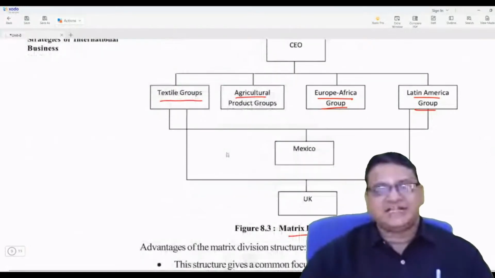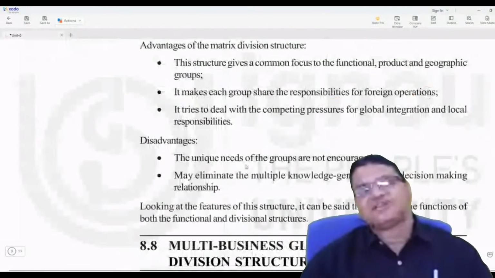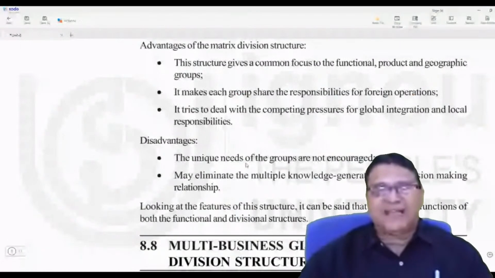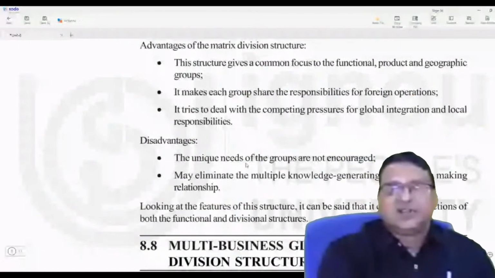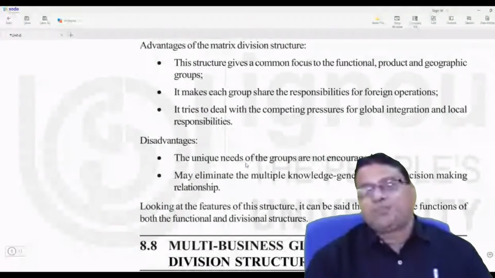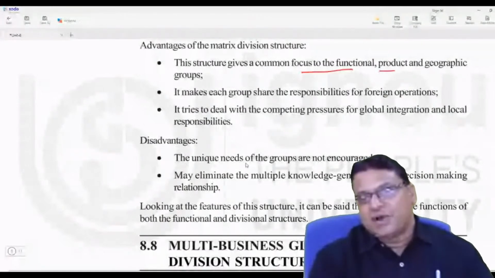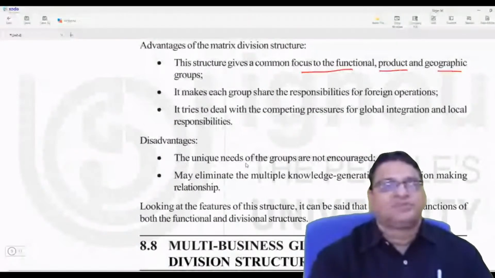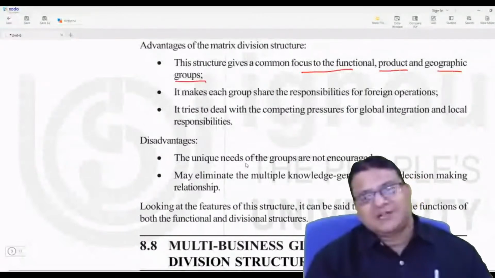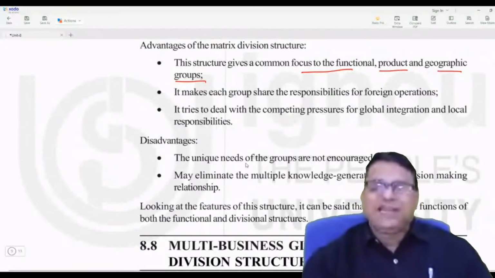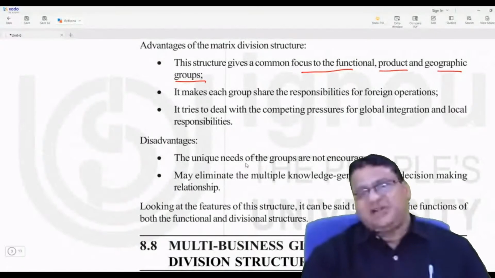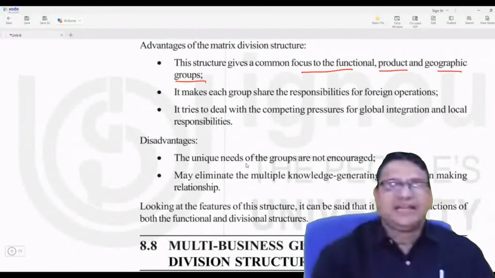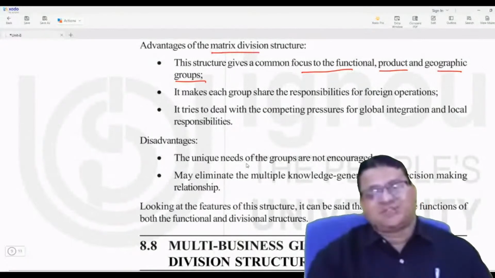What are the advantages of matrix divisional structure? The most important advantage of matrix divisional structure is that the structure gives a common focus to functional, product, and geographic groups. I have already told you it's a combination of functional and divisional. The divisional may be on area basis or product basis. So the benefit of both functional structure and divisional structure you get in case of global matrix structure.